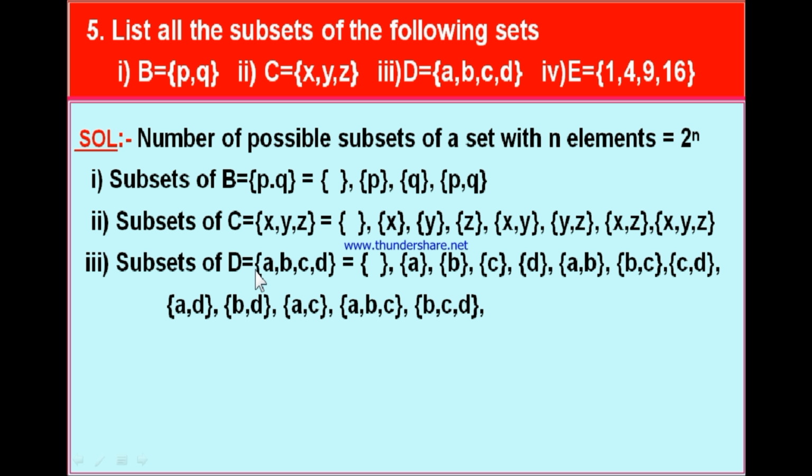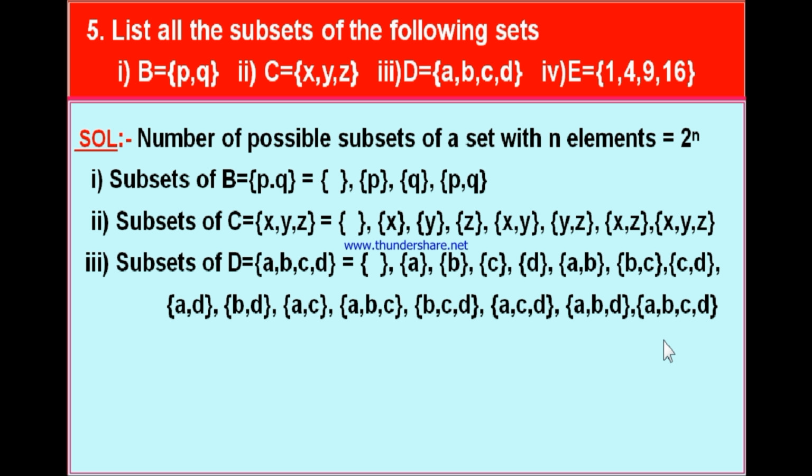Means set AB, set BC, set CD, set AD. And next, set AC, set BD. After that, you wrote all the possible subsets with 2 elements each. Now write the different possible subsets with 3 elements. Set ABC, set BCD, set ACD, set ABD. These are the different 3 element sets.